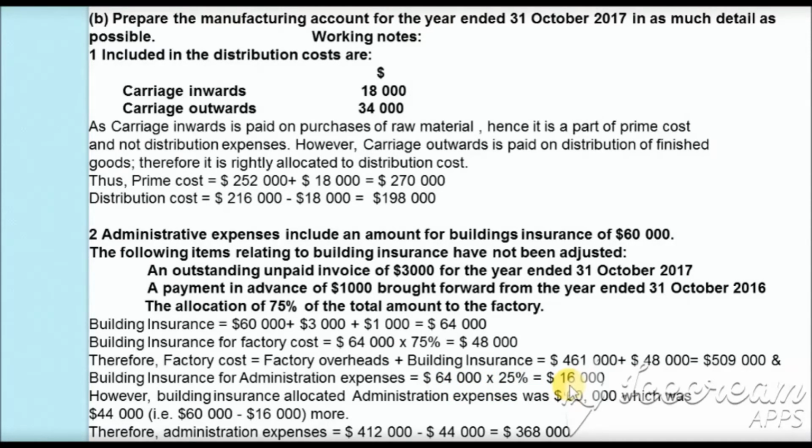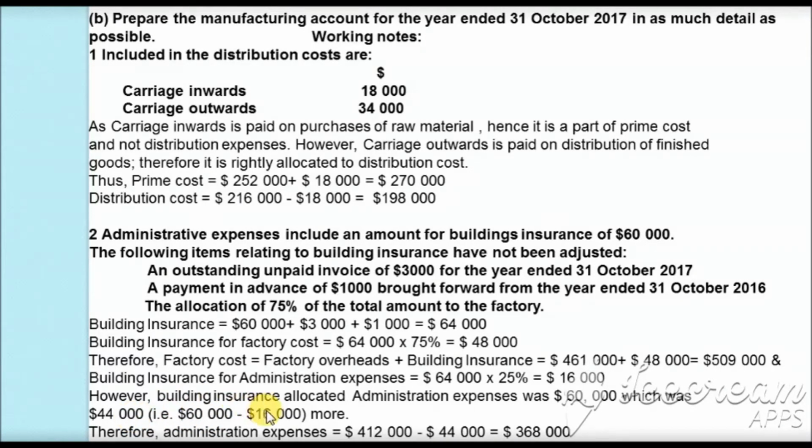However, $60,000 was allocated to administrative expense, that is $44,000 overestimated expenses for building insurance was added to administrative expense. That is, from 60,000 when we subtract 16,000, we will get $44,000. 16,000 was the right amount which should have been added to administrative expenses. However, 60,000 was added, hence administrative expenses was overstated by $44,000.